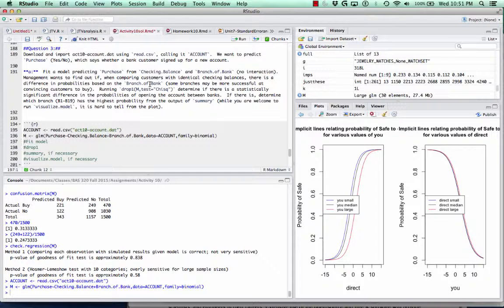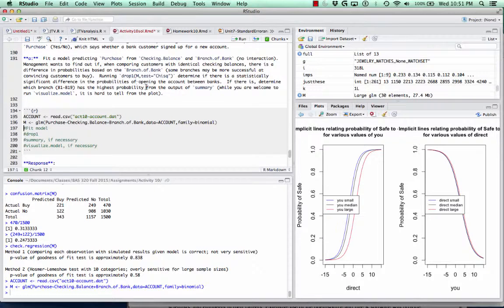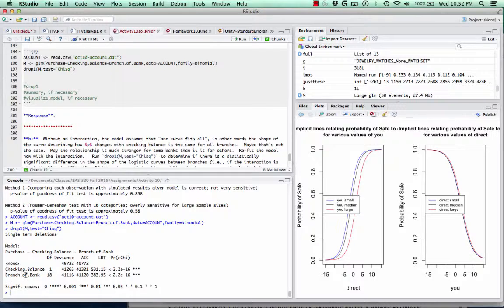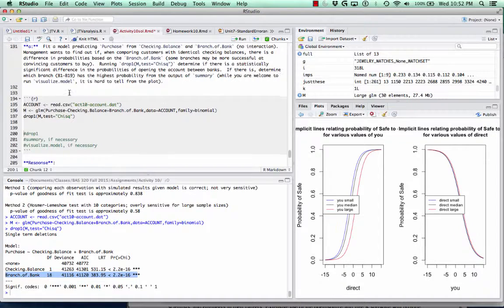And the overall goal is to see, is the probability of opening up that account different between the different branches of bank? So let's compare otherwise identical customers in terms of checking balance. Is there a difference in essentially conversion for the different branches? So some banks have more success than others. So we can run drop one to determine whether or not the branch of bank is statistically significant in the regression model. If I do this, what I find is that the p-value of branch of bank is much less than 5%. So yes, it is statistically significant.